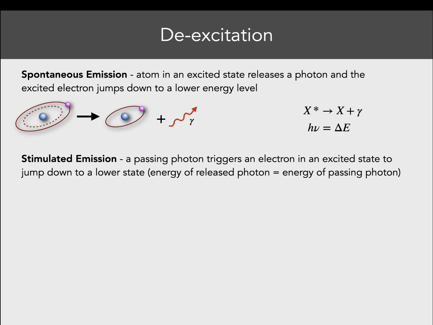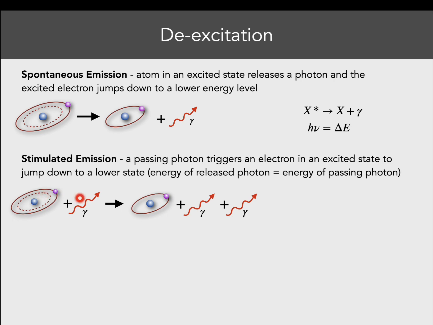Another way to de-excite an atom was discovered by Einstein. In this process, a photon with just the right energy comes passing by the excited atom, and it triggers, or stimulates, the atom to decay slightly more quickly than if it was just left alone. So here's what it looks like. You have an excited atom, a photon comes passing by, you get an atom in the ground state, and then you get 2 photons as a result.